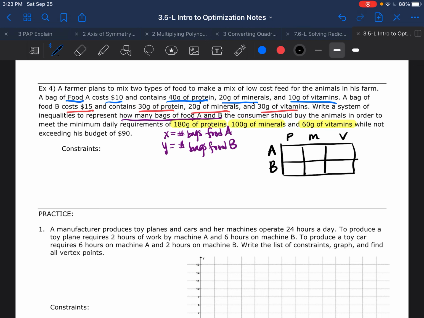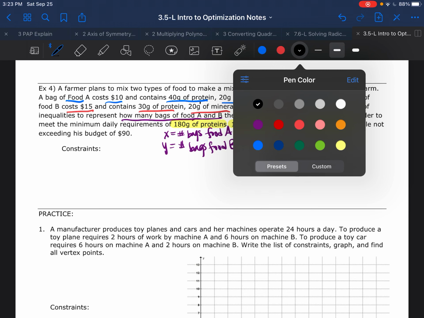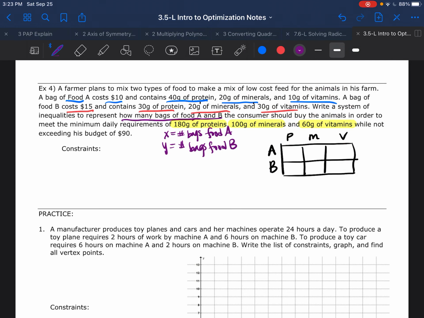And so using that highlighted sentence about the constraints, we know that protein is a minimum of 180, because 180 is the minimum. So protein has to be greater than or equal to 180. I'm going to write it sideways. Minerals has to be greater than or equal to 100. And then vitamins has to be greater than or equal to 60.